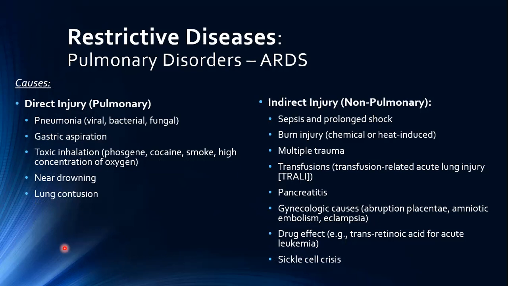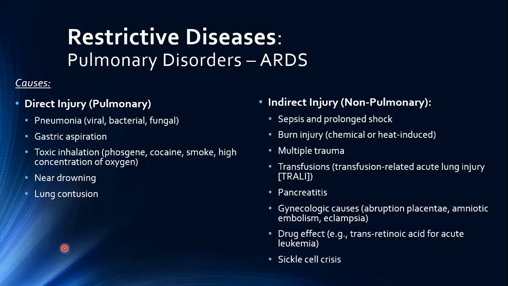All right? Now, some of the indirect injuries that are non-pulmonary reasons why you would get ARDS will be sepsis or prolonged shock. If somebody has an infection in their blood, they can become septic, okay, and go into shock. And if you're in it for too much time, that can lead to ARDS. A burn, if you're in a house fire or a chemical fire, burn injuries to the outside of the body can cause ARDS. Multiple traumas, transfusions, right? You get a blood transfusion and your body reacts negatively, that blood can damage the lungs and you go into ARDS.